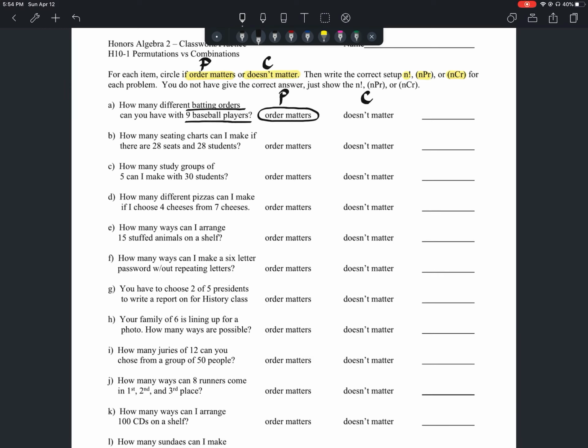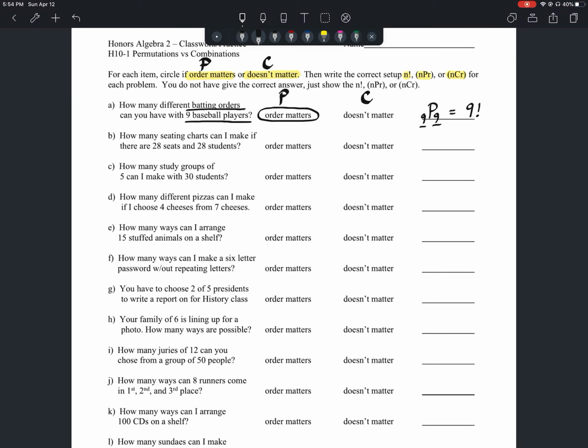So when we write this out, right, it's a permutation. We're going to put a P. We have 9 players and we have 9 spots for them. So it's 9P9. Now remember, anytime that N and R are the same value, we can also write that using our factorial. So we could say this is the same thing as 9 factorial.